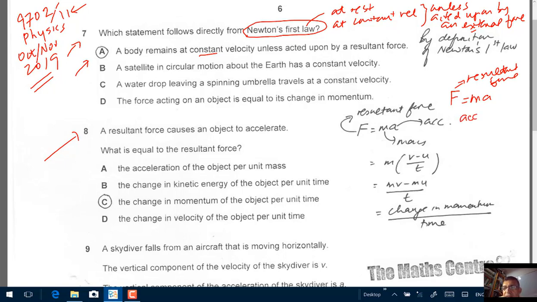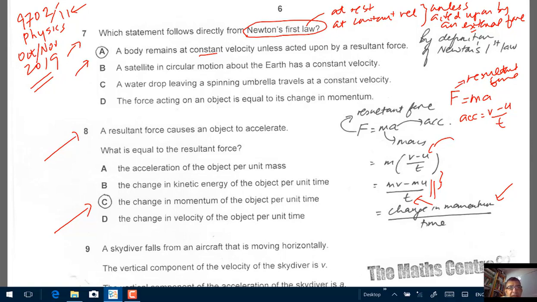Acceleration is defined as v minus u over t. What is v? The final velocity. What is u? The initial velocity, and t is the time taken. So replacing v minus u over t in F equals ma, you will get F equals mv minus mu over t. The numerator here is the change in momentum, and this is the time taken, so we have the rate of change of momentum. So correct response is C. The resultant force is the change in momentum of the object per unit time.